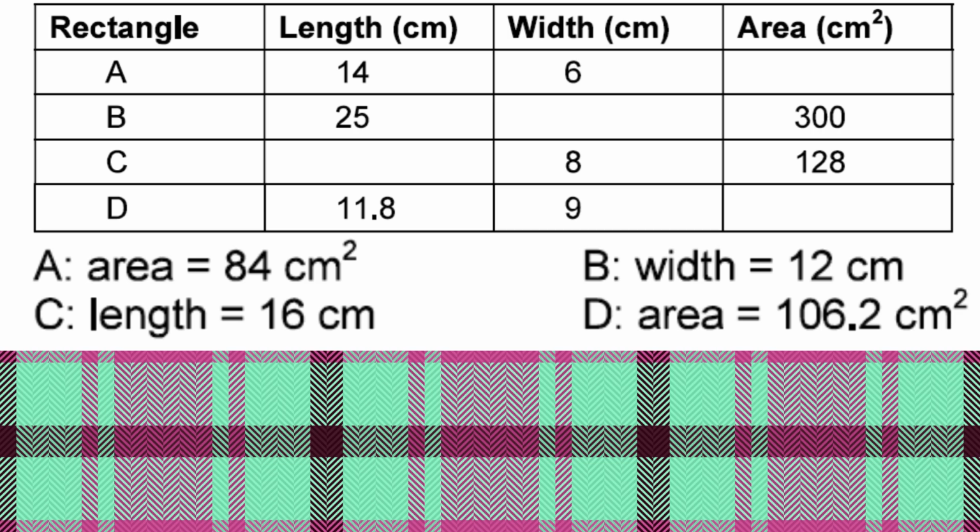For D, here you are given the length and the width, so you need to multiply those two numbers together to determine what the area is. The length is 11.8 and the width is 9. When you multiply those two numbers together, you will get 106.2. And don't forget the very important part, centimeters squared. The area for rectangle D is 106.2 centimeters squared. It is not correct if you forget the unit of measure and to square it. So be sure to take note of that.